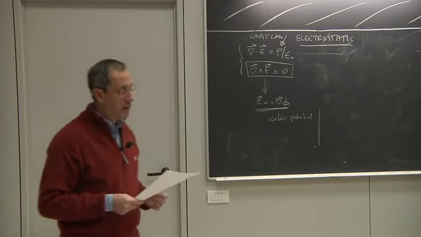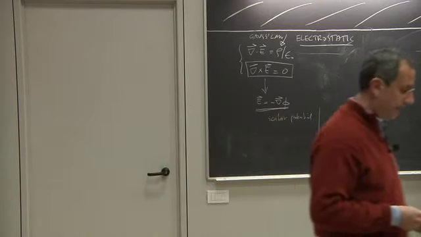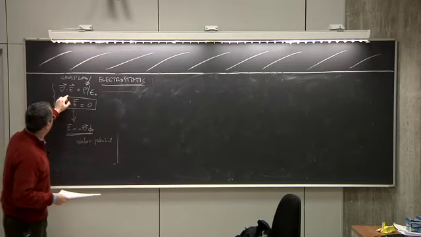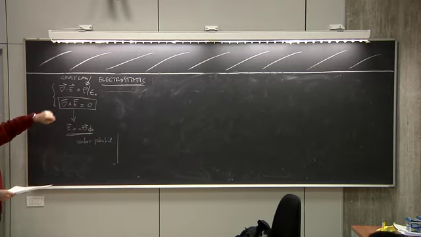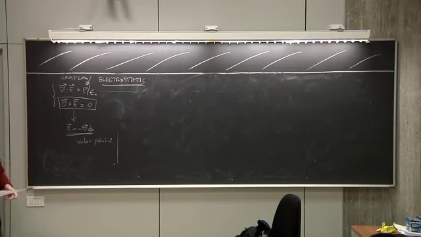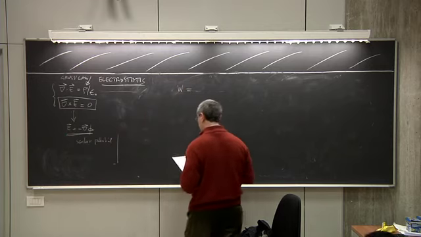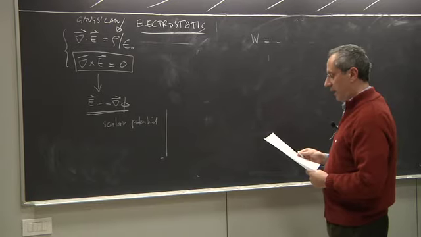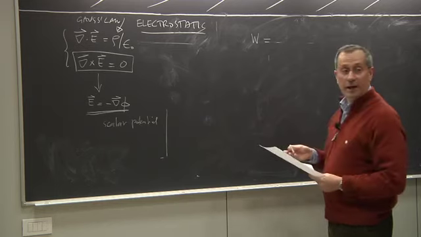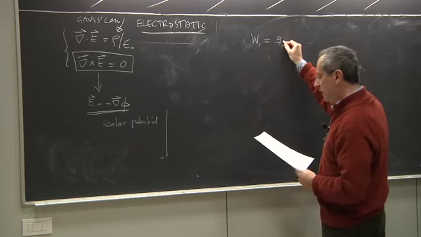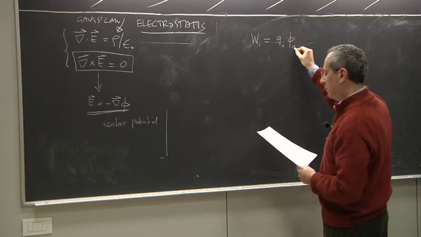What is the electrostatic potential energy? Okay, so let me just write, because it will become important later on, the potential energy. So the potential energy, now I call it W, for a certain charge Qi, due to the potential at that point, okay.